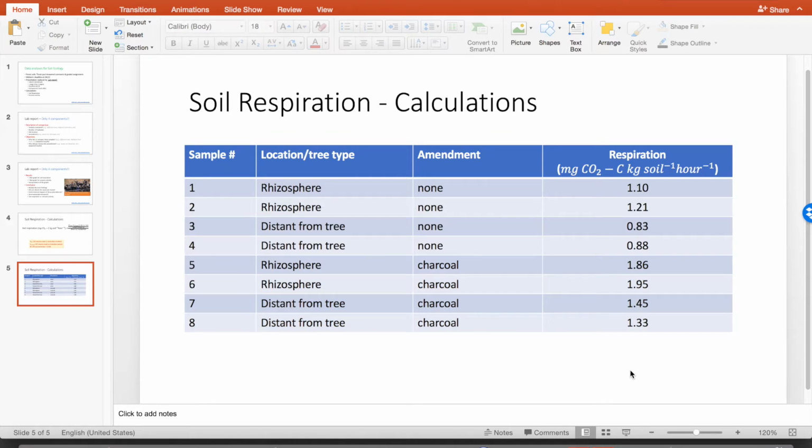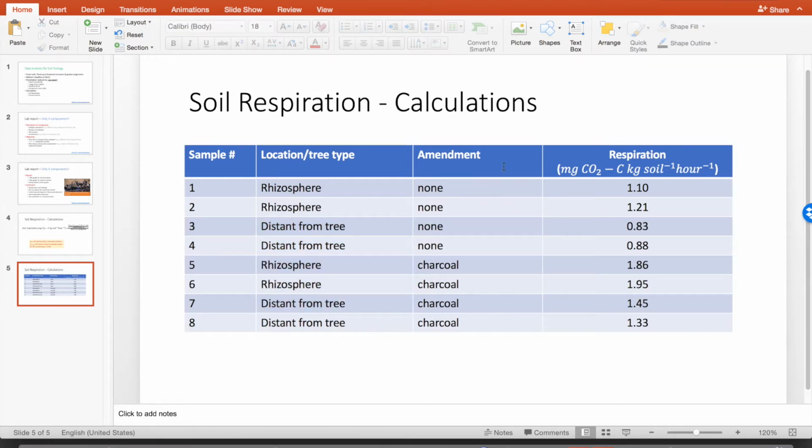And in this case, I want to make sure that you notice that here we have 2 replicates per treatment. We tend to call this a treatment: rhizosphere, distance from tree, the charcoal, okay? We can call it a treatment combination or a simple set. So within each sample set, we have two replicates. Okay, so replication 1, replication 2, replication 1, and replication 2, and so on.